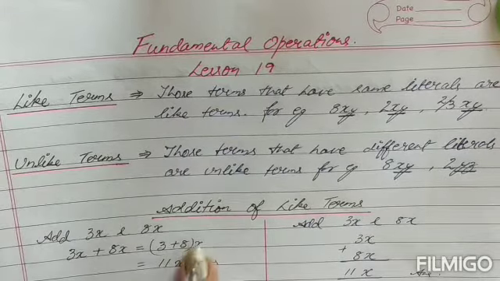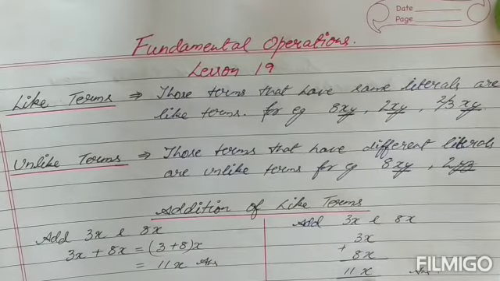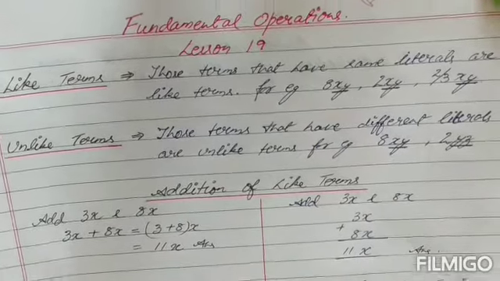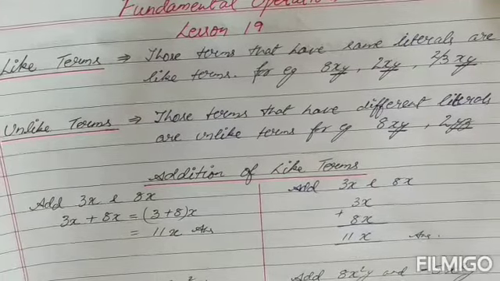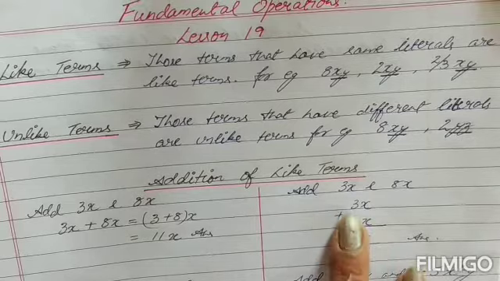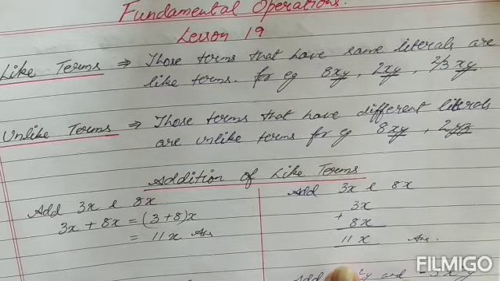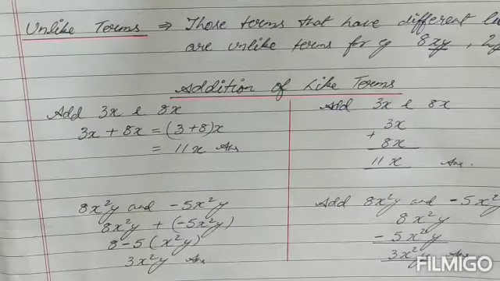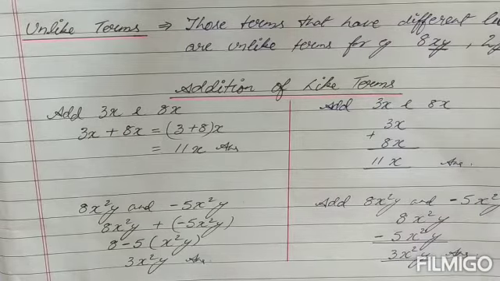You can do it like this also, children. You can either do it in this way. This is known as the column method. See, 3x plus 8x, you write it one below the other because these are like terms. Add the numbers together and then put a variable x. See, one more example I am showing you.